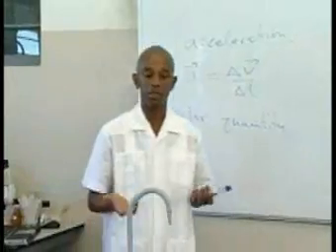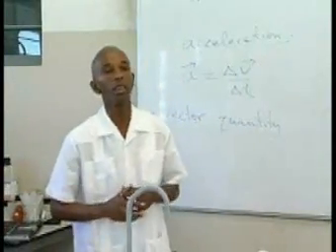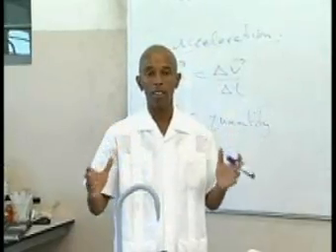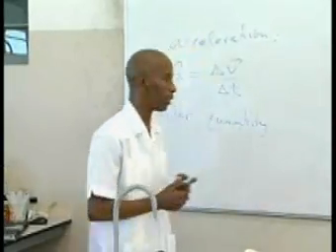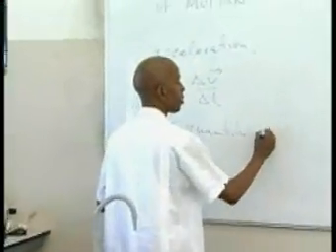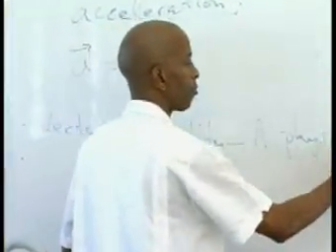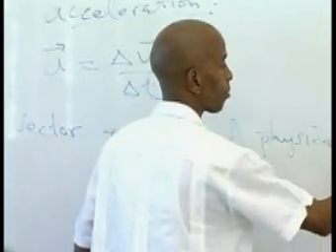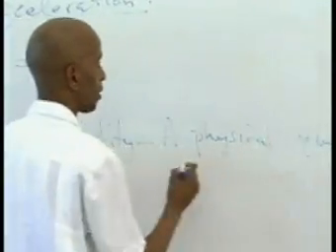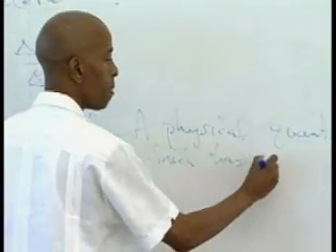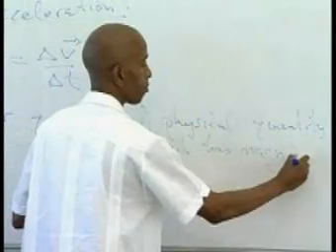What is a vector? A vector is a physical quantity which has magnitude and direction. Right? So we have a vector quantity, which is a physical quantity which has magnitude and direction.